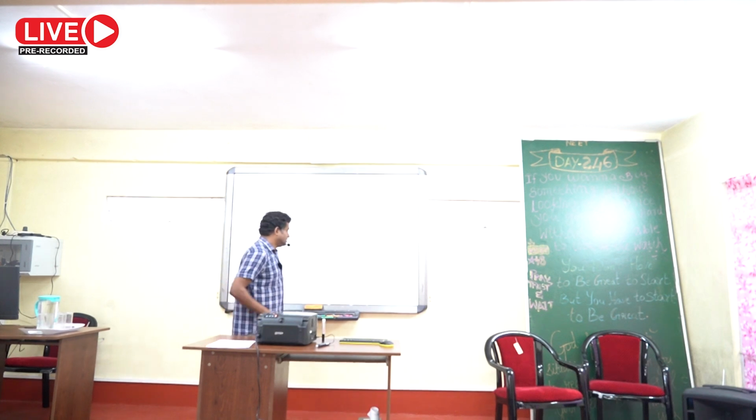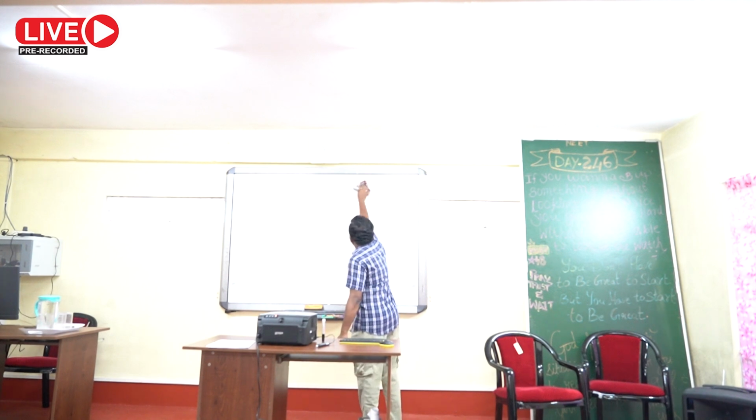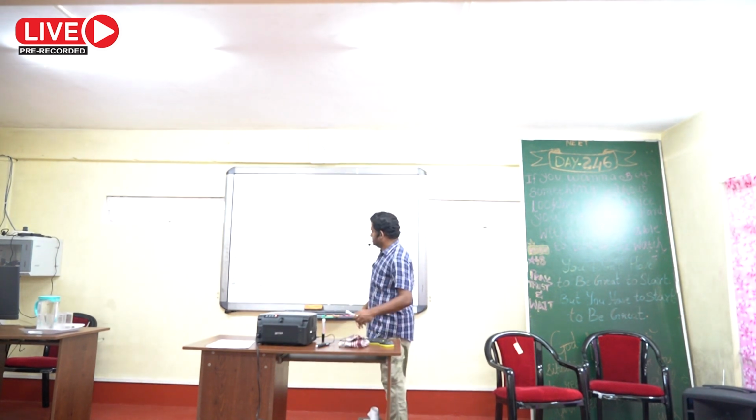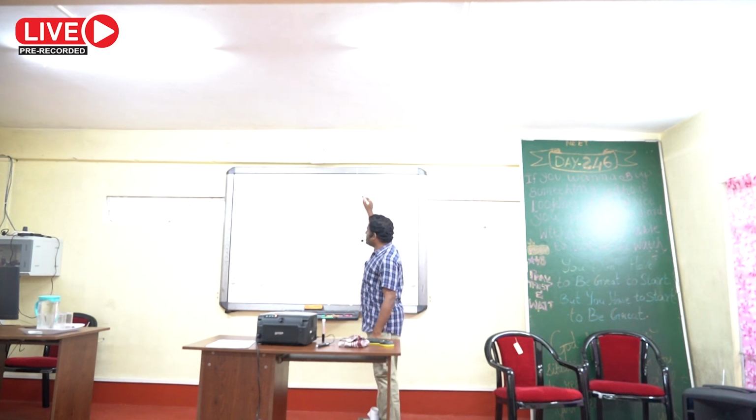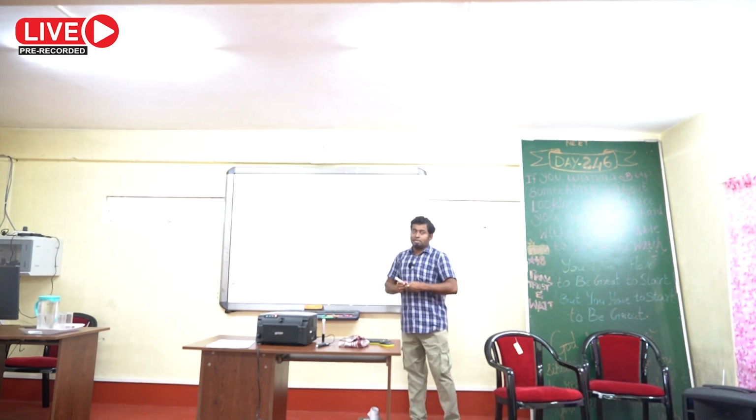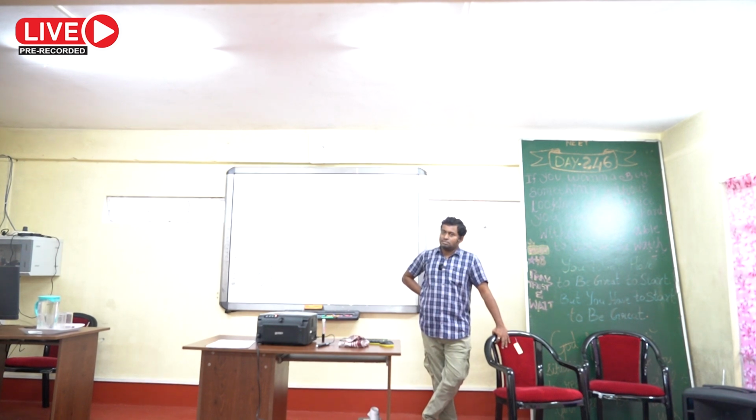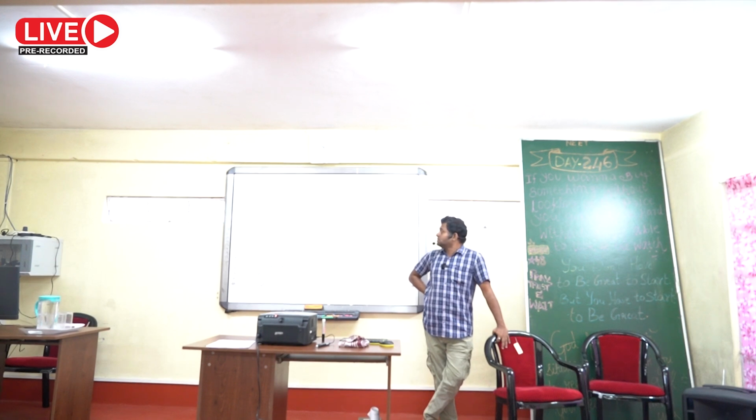Then from that, can I write that n by Tn equals delta f? n by Tn is equal to delta f.